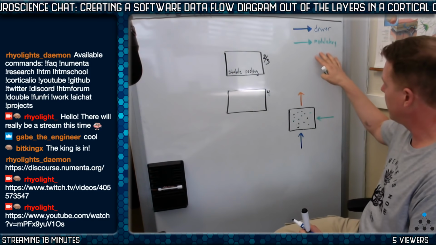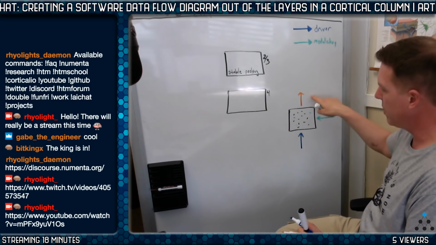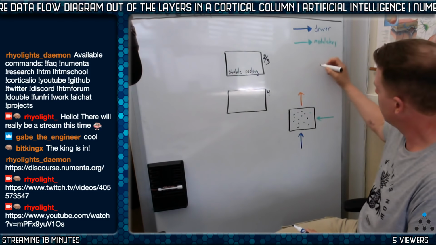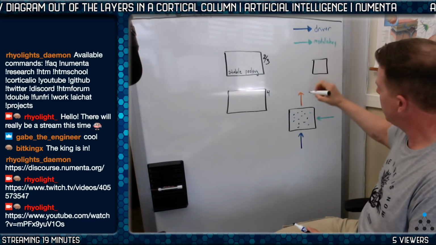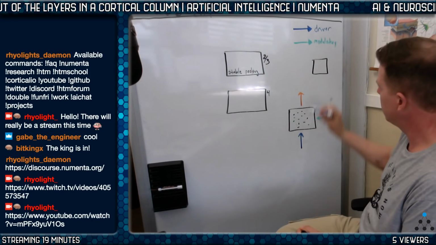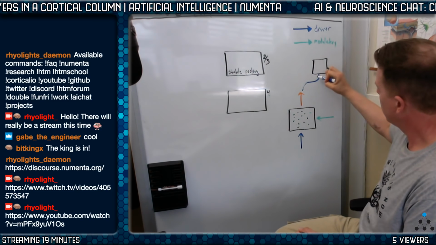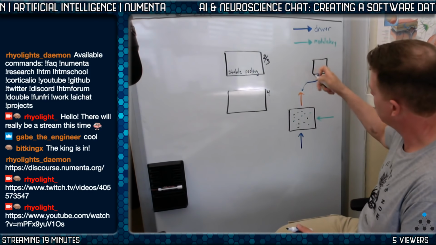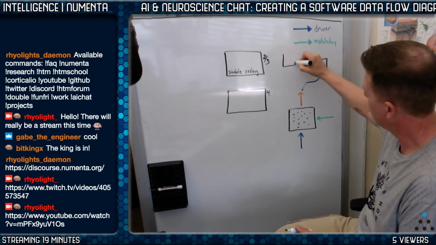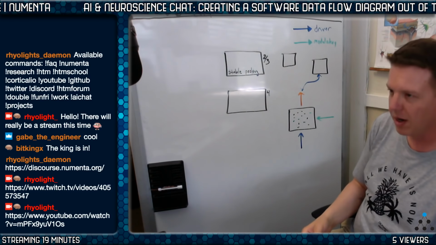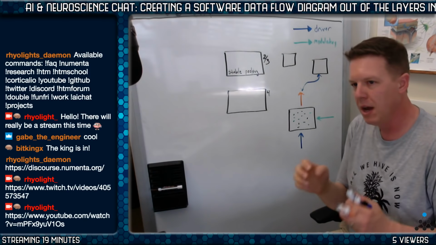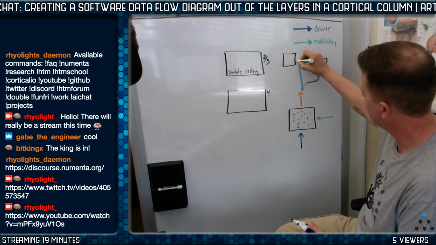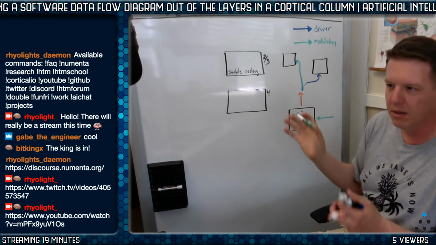But just to simplify it, let's just call it driver and modulatory. Now this output could go to another layer over here, and maybe it's this layer's driver input. Maybe it splits, and maybe it's also input to some other layer. I'm just saying theoretically. If we're talking about data flow and software diagrams, I want to break this out as generally as possible. Perhaps it splits and it's modulatory input to some other layer. All these things are possible.